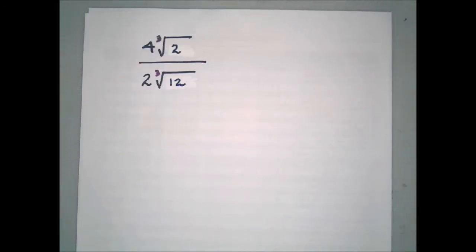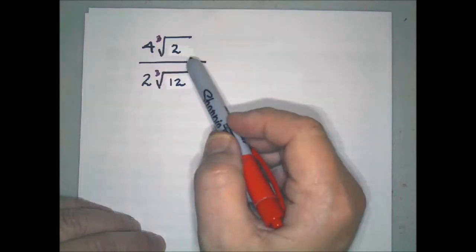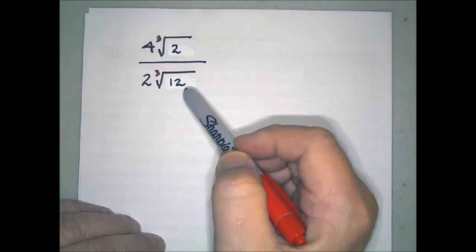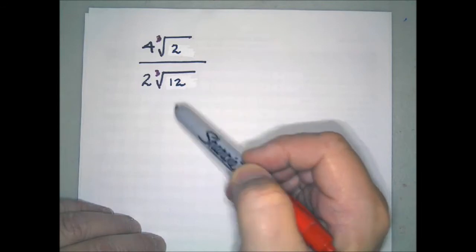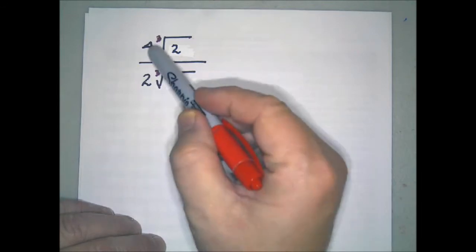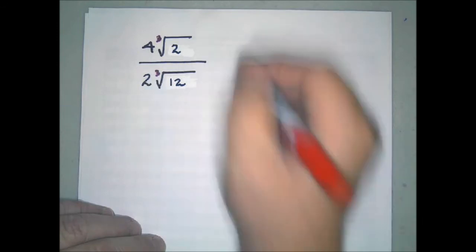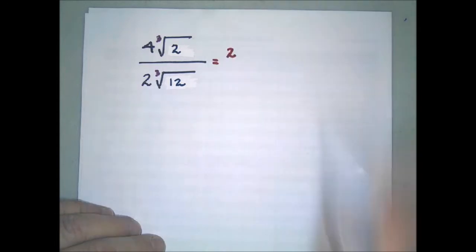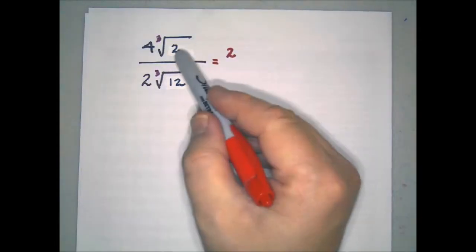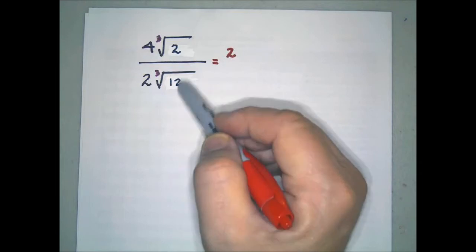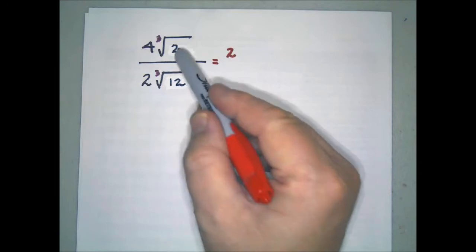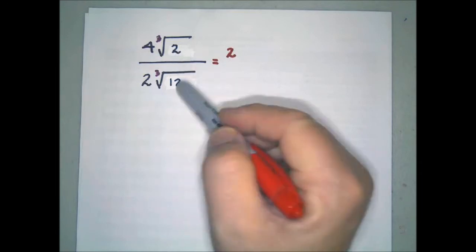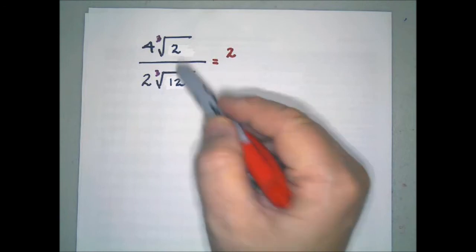For my last problem, I'm going to try to put a few rules together so you can see how things work out. I've got 4 cube root 2 divided by 2 cube root 12. Now remember, one of the rules is the outsides work together. So I can take this 4 divided by 2, and I know the answer to that is 2. And I can take this 2 and divide it by 12, because the normal fraction rules say I can reduce this. 2 over 12 is 1 over 6.